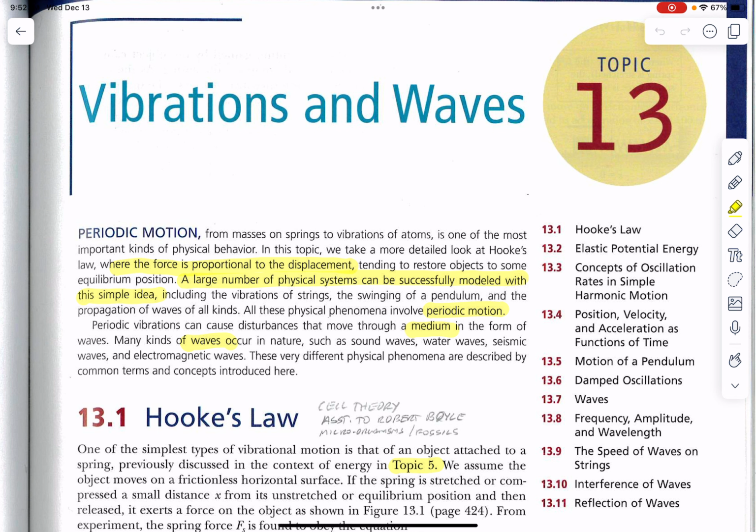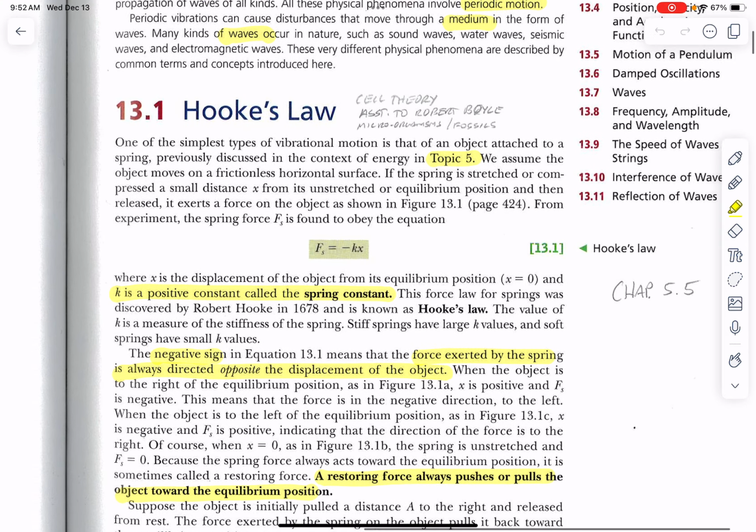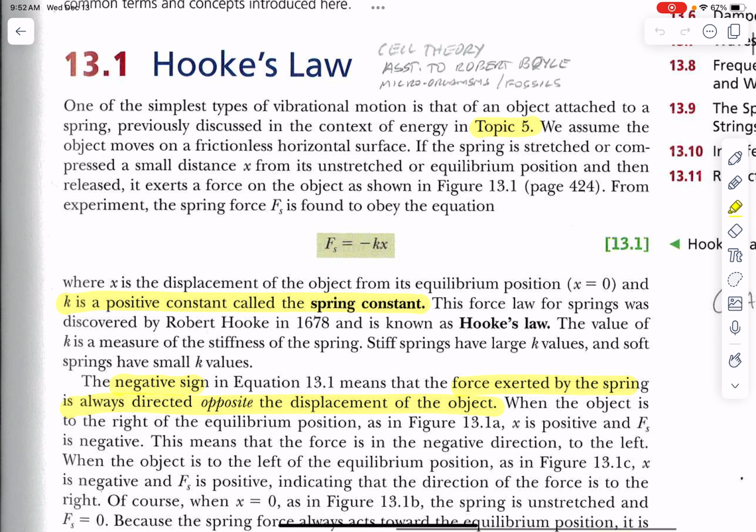So there are a large number of physical systems that can be successfully modeled with the idea that the force is proportional to the displacement of the medium. And we're going to codify that into an equation and then look at variations of that. Now, Hooke's law is something that we introduced way back in chapter 5.